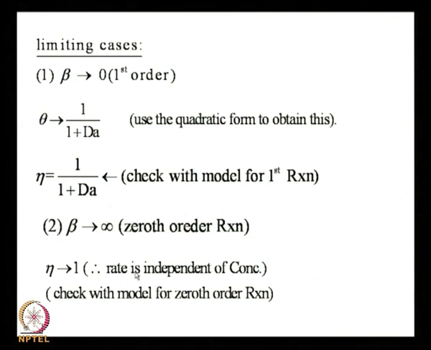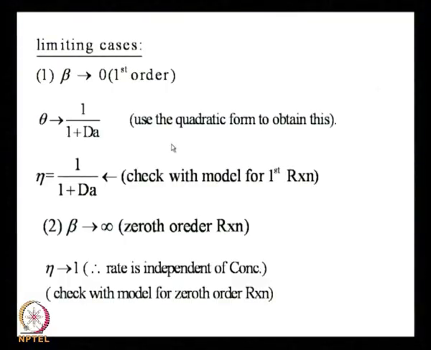Beta going to infinity, eta going to 1. Why am I doing these two limiting cases? Because these are two limiting cases I have already solved before. Eta goes to 1 over 1 plus dA for beta going to 0, that is the first order case I did separately, and then I did the 0th order case where I told you that eta goes to 1. The reason eta goes to 1 is because there is essentially no effect of the boundary layer, and the concentration at the surface equals the concentration at the boundary layer.